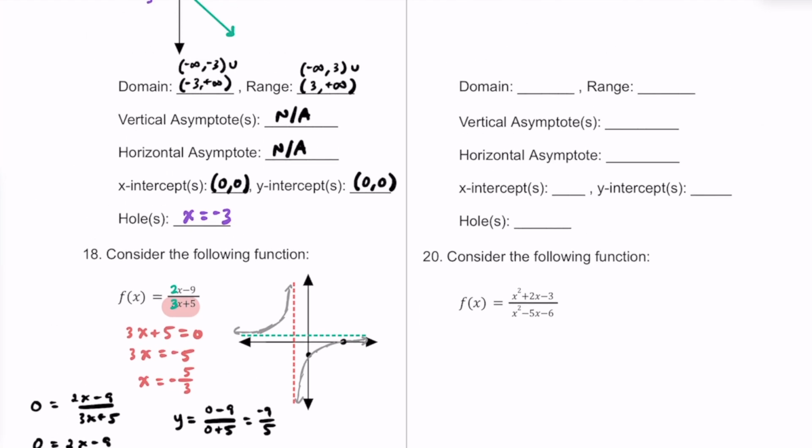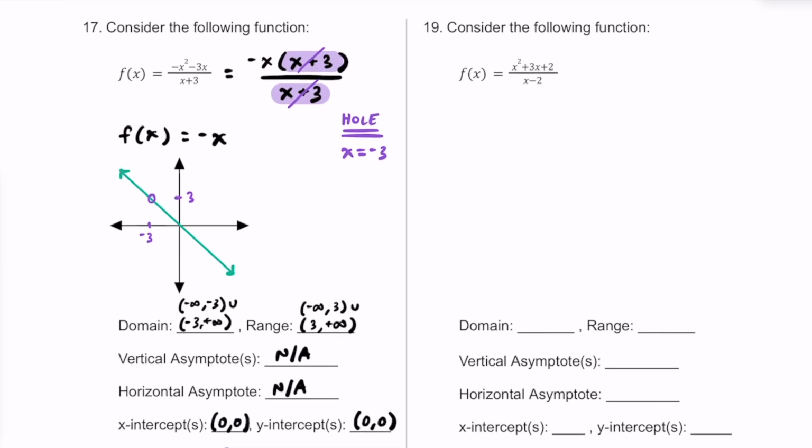All right, let's check out number 19. In number 19, we have another rational function. We have f of x is equal to x squared plus 3x plus 2 on top, and then we have x minus 2 on the bottom. Now, the bottom doesn't look like it could be factored just because it's linear, and I don't see any GCF between these two terms. The numerator, however, looks like it can be factored. I'm going to go ahead and factor it into the quantity of x plus 2 times the quantity of x plus 1, right?